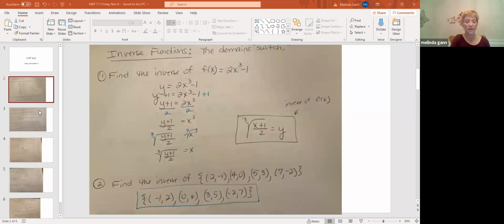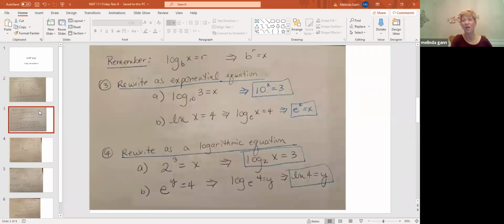Okay. Now let's go look at some other things that you had. You had logs. Now remember what we said, logs are another way of writing exponents. So you need to learn this little rule right here, because on your test, I might give you a log and ask you to change it to exponents, or I might give you exponents and ask you to change it to logs. So if you know this, you can do that.